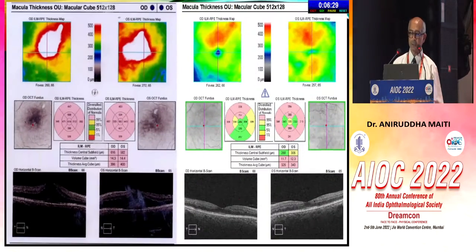So this is a patient who was diabetic, who had CSME. As you can see on the left-hand side, she has severe edema. And after anti-VEGF treatment, the edema has resolved. And she was reluctant to undergo fluorescein angiography. She also had high BUN creatinine.